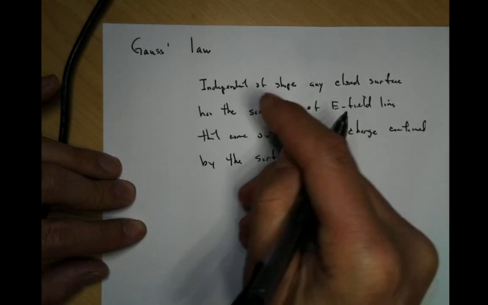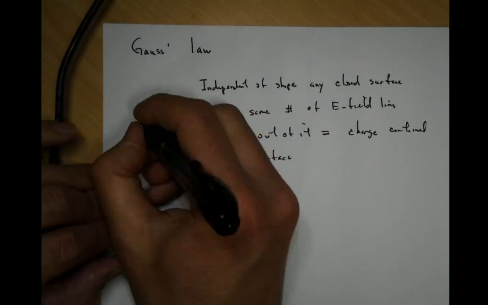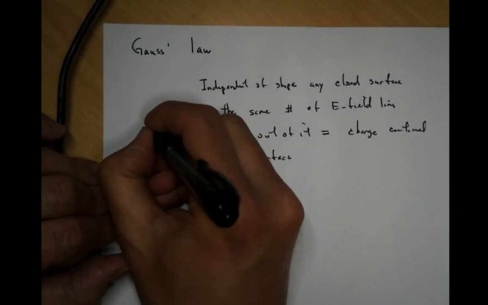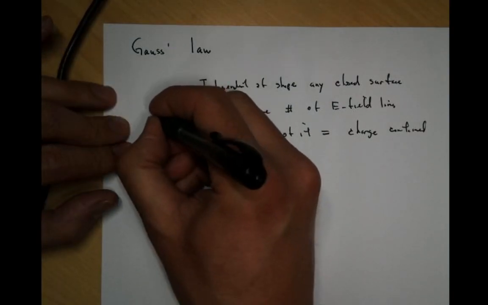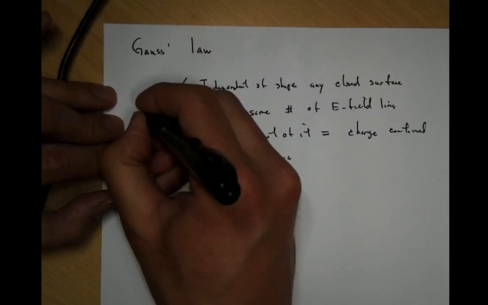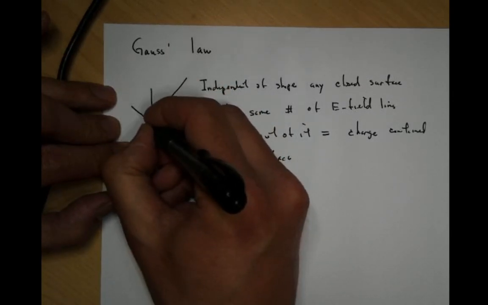I left a little space here, so I'm going to draw a picture of that. Imagine I have a simple charge, a plus Q here, and it has some field lines going to come out of it. You can imagine some electric field lines that come out of it like this. I'll draw 6 of them.